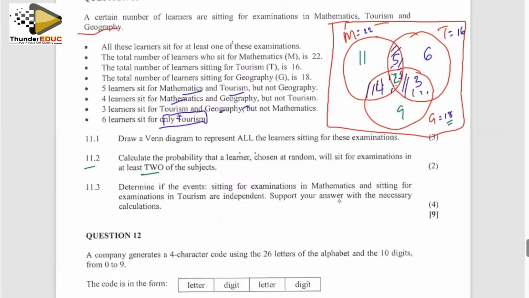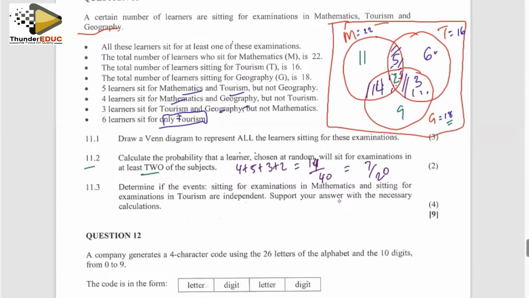So it's going to be 4 plus 5 plus 3 plus 2. That's 9 plus 5, which is 14. The total number of learners altogether will be that 14 plus 6, which is 20, 20 plus 20, which is 40. So 14 over 40, which is 7 over 20.